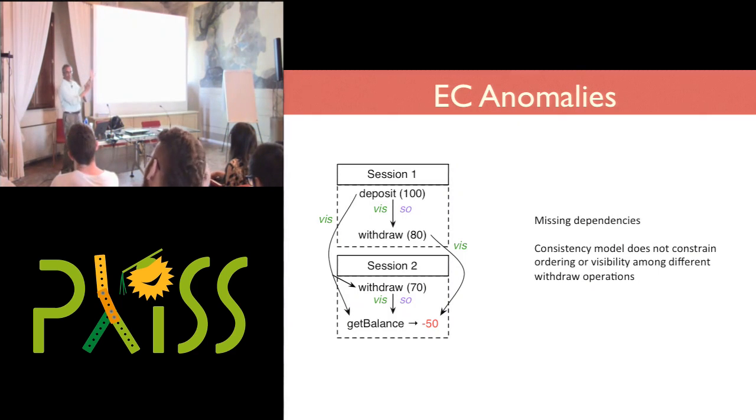Every replica, when the two withdrawals happened, thinks that there's enough money in the account. The first replica says, oh, there was a deposit of 100, so I can certainly withdraw 80. The second replica says, oh, there was a deposit of 100, I can certainly withdraw 70. It just so happens that the two withdrawals didn't know about one another when they were executed. Eventually, the system propagated all the data, so that the get balance that ultimately took place found a negative balance. So this is an example of a missing dependency. Clear?